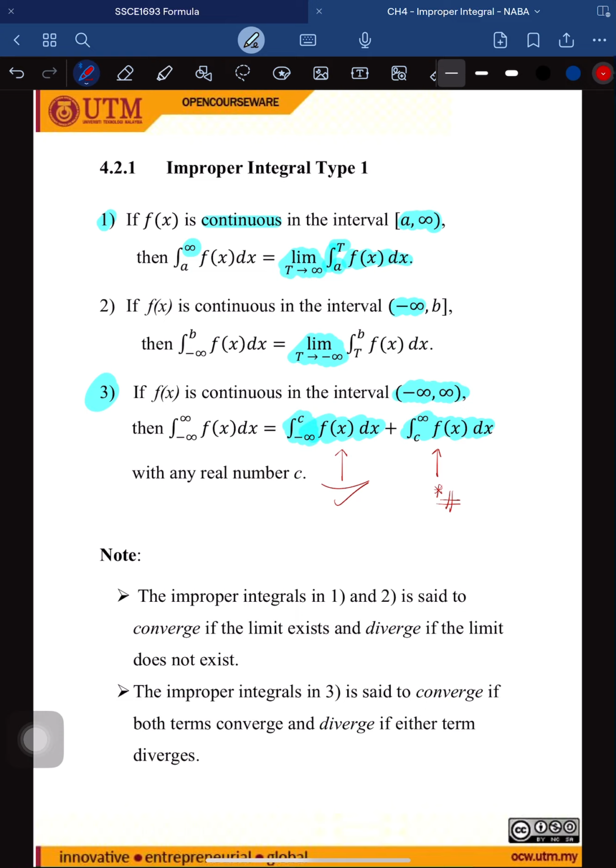For the note, the improper integral in 1 and 2 is said to converge if the limit exists, or we get a final answer, and diverge if the limit does not exist. And the improper integral number 3 is said to converge if both terms converge, and diverge if either term diverges.